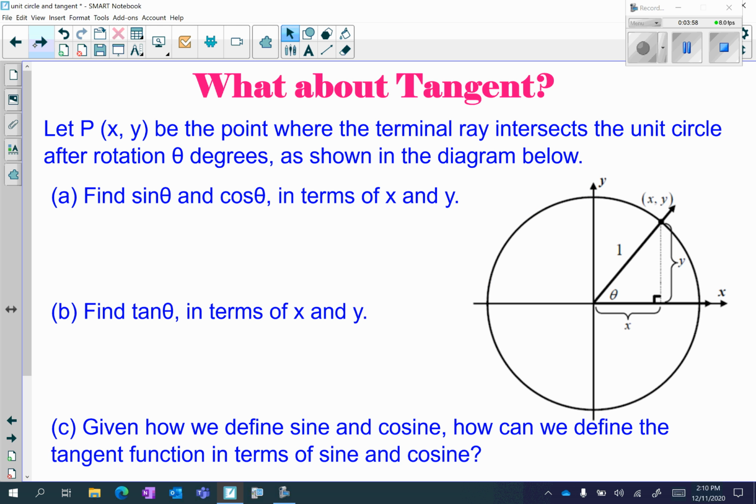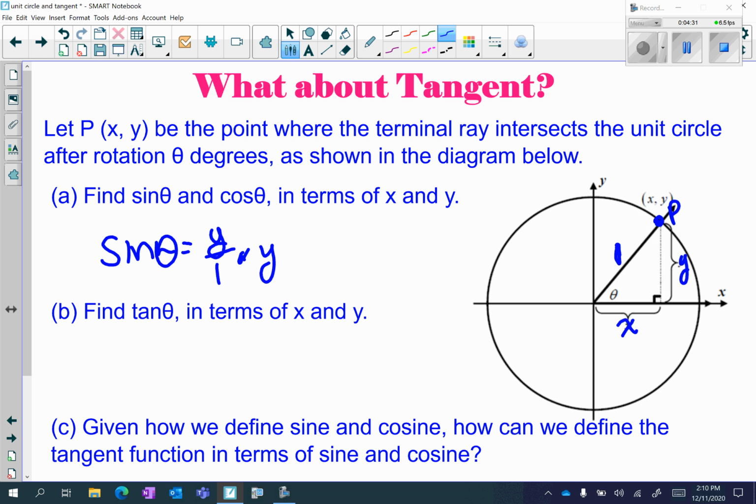So we talked about sine and cosine, but we didn't talk about tangent. So P is the point x comma y where the terminal ray intersects the unit circle, okay? So here's my point P, x comma y. My unit circle, my radius is 1. I know that this is x and this is y. Sine and cosine in terms of x and y, we just did. We said that sine theta is equal to y over 1, or y, and cosine theta is equal to x over 1, or just x.